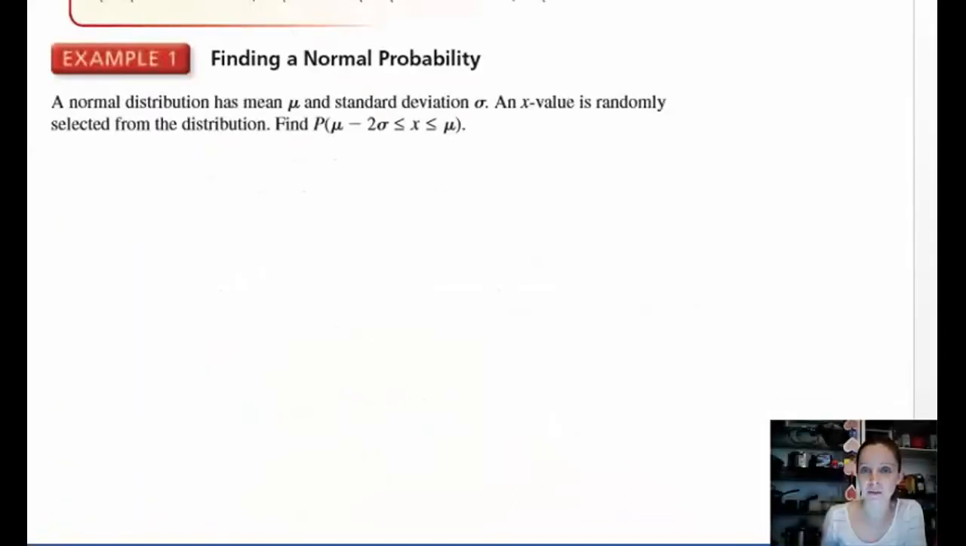Example 1, finding a normal probability. A normal distribution has mean mu and a standard deviation sigma. An x value is randomly selected from the distribution. Find the probability that this x value is between mu minus 2 sigma and mu.